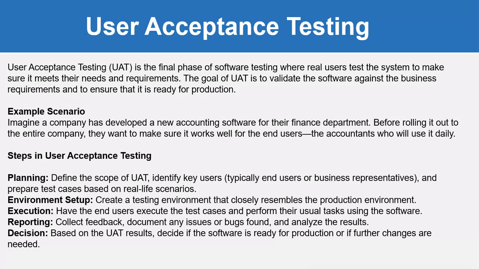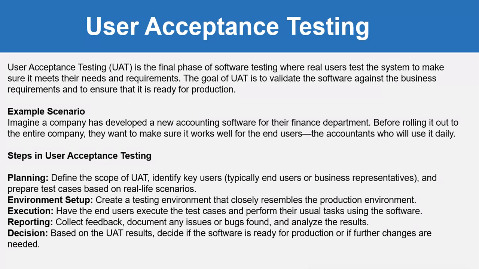Steps involved in user acceptance testing: the first one is planning. Define the scope of UAT, identify key users, typically end users or business representatives, and prepare test cases based on real life scenarios. Then environment setup means create a testing environment that closely resembles the production environment. Execution means have the end users execute the test cases and perform their usual tasks using the software.